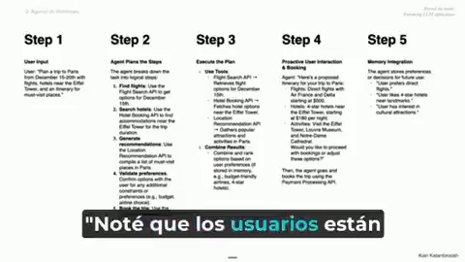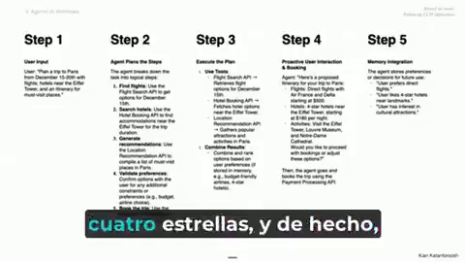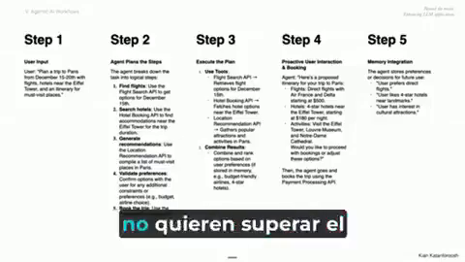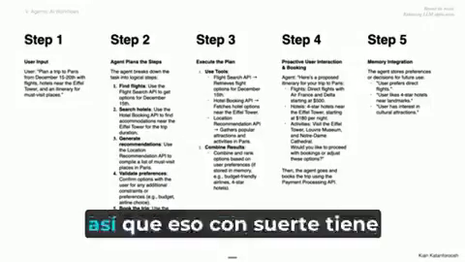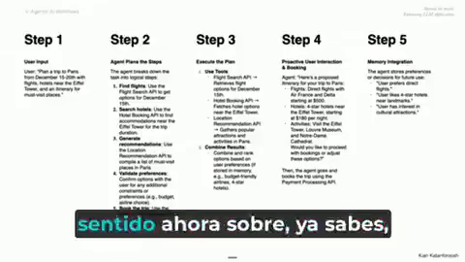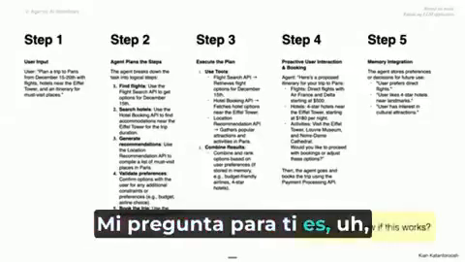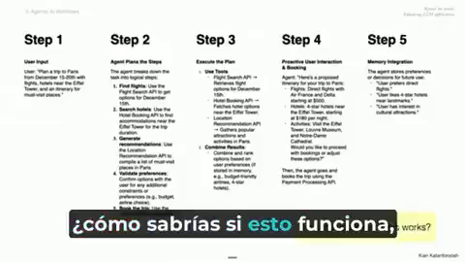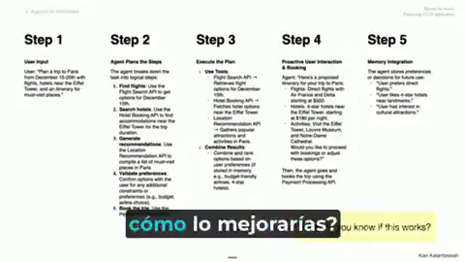Or I noticed users are fine with 3-star hotels or 4-star hotels, and in fact, they don't want to go above budget or something like that. So that hopefully makes sense by now, on how you might do that. My question for you is, how would you know if this works? And if you had such a system running in production, how would you improve it?